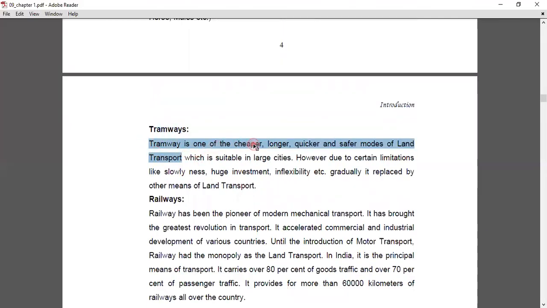Tramway is one of the cheaper, longer, quicker, and safer modes of land transport, which is suitable in large cities. As we know, in Kolkata, the tramway system is very useful for reaching from one place to another. So it is a cheaper, longer, quicker, and safer mode of land transport, which is suitable in large cities. However, due to certain limitations like slowness, huge investment, and inflexibility, it was gradually replaced by other means of land transport.